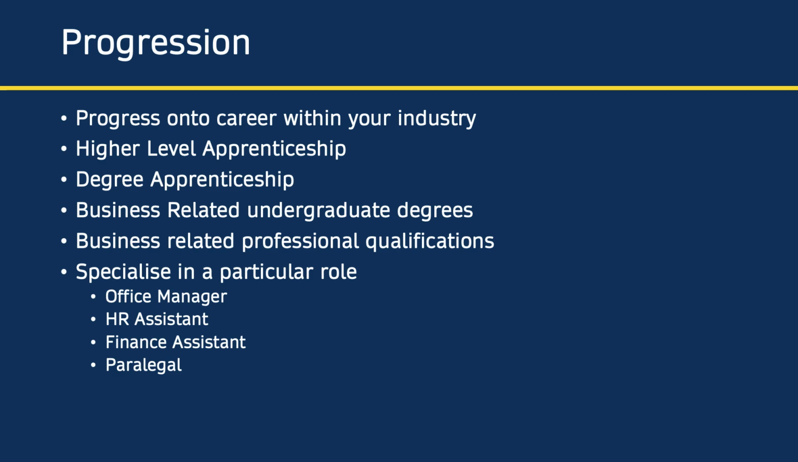Once you've completed this apprenticeship, there are a number of routes which you could progress on to. The first one will be that the aim should be for you to progress onto a career within your industry. There are other options available, so you may wish to go on and complete a higher level apprenticeship, whether that's a level 4 apprenticeship or potentially a degree level apprenticeship. You may wish to look at enrolling on a business related undergraduate degree.